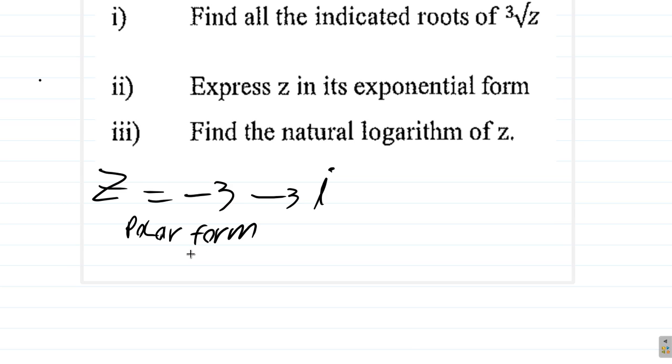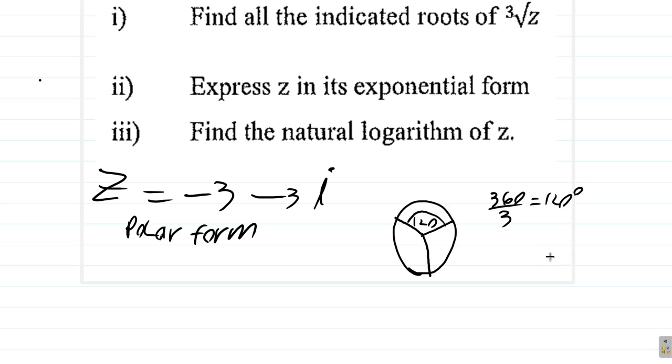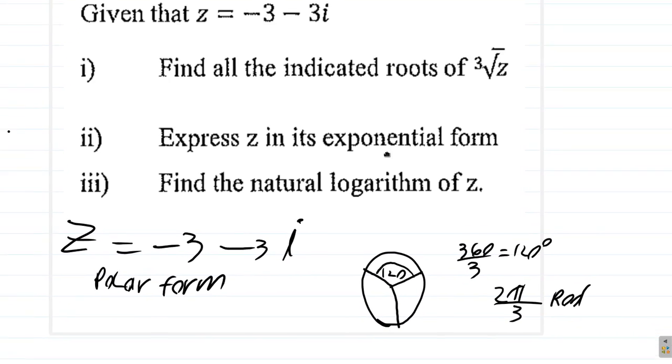Now, remember also, there are 3 cube roots of z, and they'll be separated by 360 degrees over 3, which is 120 degrees. If you were working in radians, it would be 2 pi divided by 3, or 2/3 pi radians. But let's deal with degrees for now.